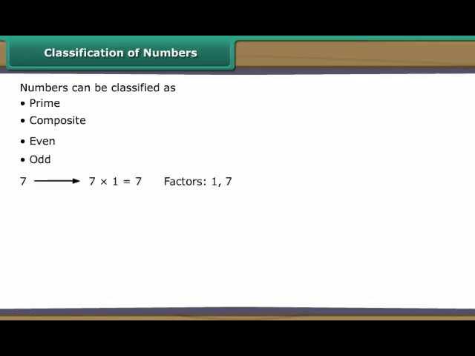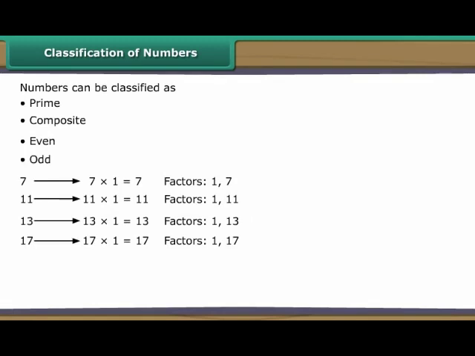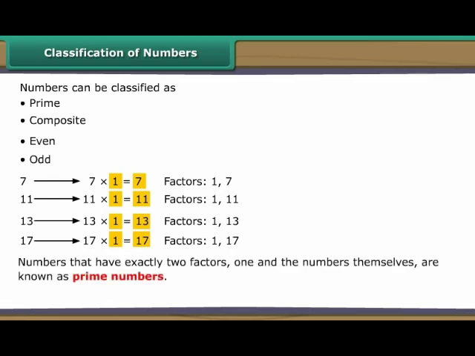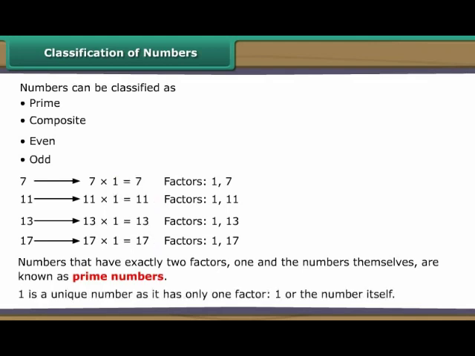Classification of numbers. Numbers can be classified as prime, composite, even and odd. Let us look at them one by one. Consider the number 7. Let us list out its factors. Let us look at some more numbers and their factors. What is common among these numbers? All these numbers have only 2 factors, 1 and the numbers themselves. Numbers that have exactly 2 factors, 1 and the numbers themselves, are known as prime numbers. 1 is a unique number. It has only 1 factor, 1 or the number itself.